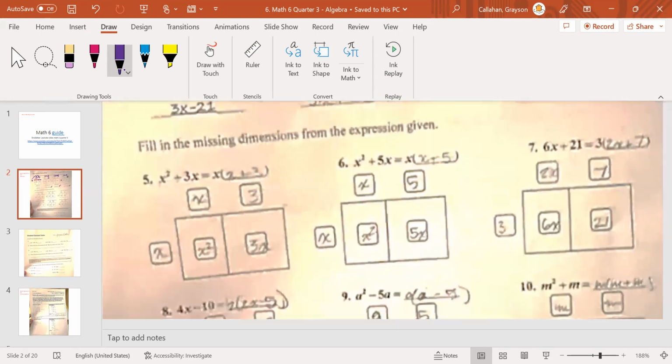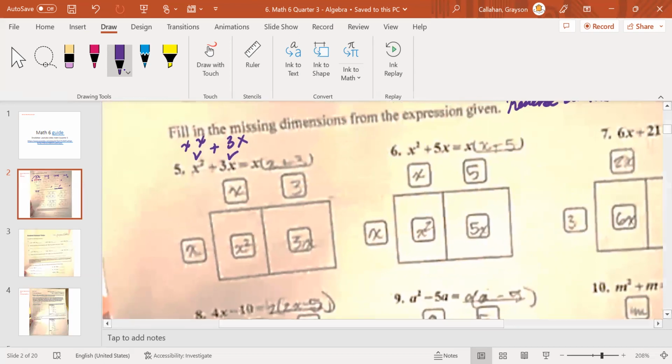Okay. For number 5, now you're doing the reverse distributive property. Okay. So what do they both share? The way I think about this is x times x, and this is a minus. Is that a plus or minus? Plus? What is that? Plus. Okay, so you know how x times x is x squared, 3 times x is 3x.